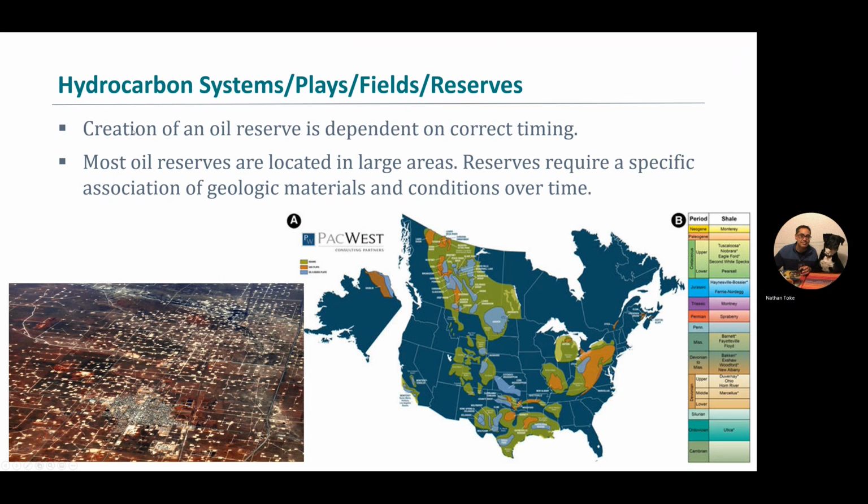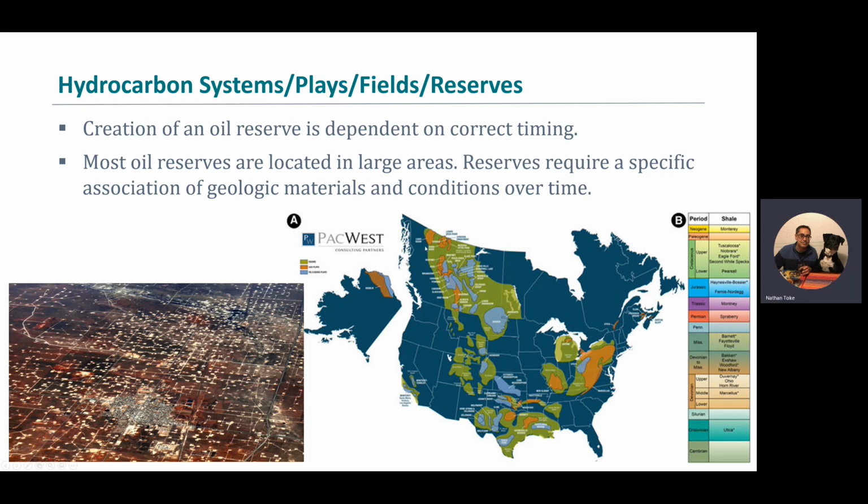And so creation of an oil reserve is dependent on the right geologic conditions, as we saw, and the right timing. What we see today is what happened over the geologic past. And so if we get too many more deformation events, we could eventually break the seal and lose oil and gas, or we could metamorphose the rocks and lose the oil and gas. And so oil reserves require a specific association of geologic materials and conditions over time. And there are favorable conditions. They may have existed, but they could also go away.